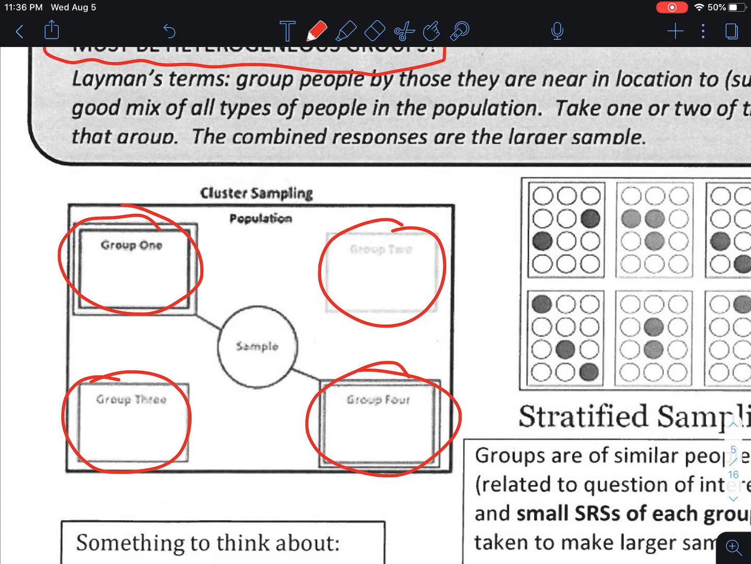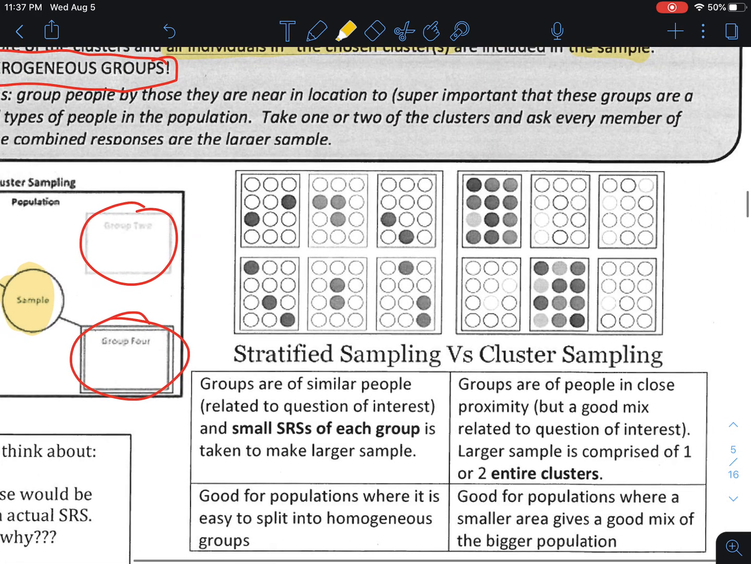Group 2 and Group 3 weren't even selected. Nobody in those groups got asked the question. Group 1 and Group 4 were selected. You're going to ask every single person in those groups, and they become the sample. Okay? That kind of makes sense?